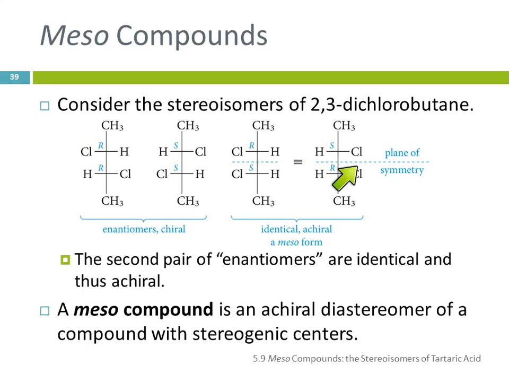So that's what we call a plane of symmetry. This also has a plane of symmetry. These are not enantiomers. They're identical to each other. If we took this guy and just rotated him 180 degrees, you'd get this guy. They're the same molecule. So the word we have for these is meso. These are meso compounds. A meso compound is an achiral diastereomer of a compound that has stereogenic centers.